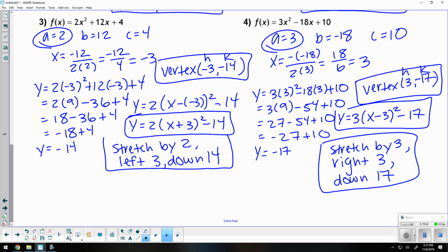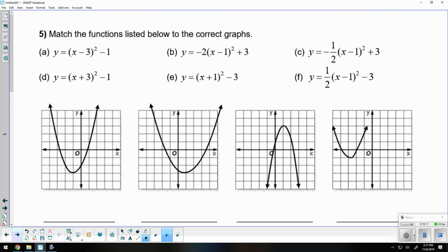Okay? So again, should be somewhat familiar. The only difference now is we're dealing with parabolas. All right, so on to the next page. What we're doing on these next ones, it says to match the functions listed below to the correct graph. So we have 6 options up at the top, A through F, but we obviously only have 4 graphs. So 2 of them we're not going to use at all.